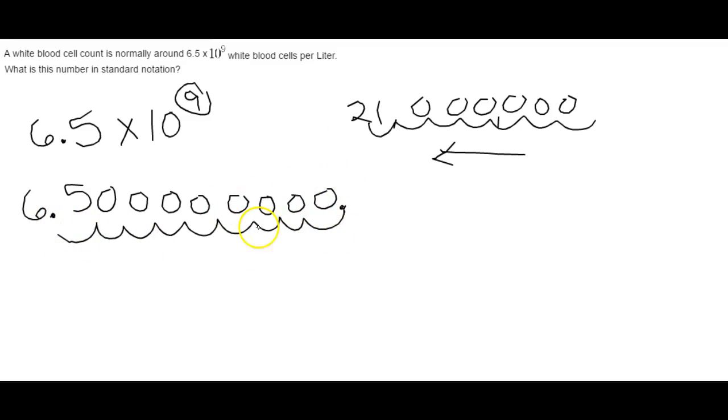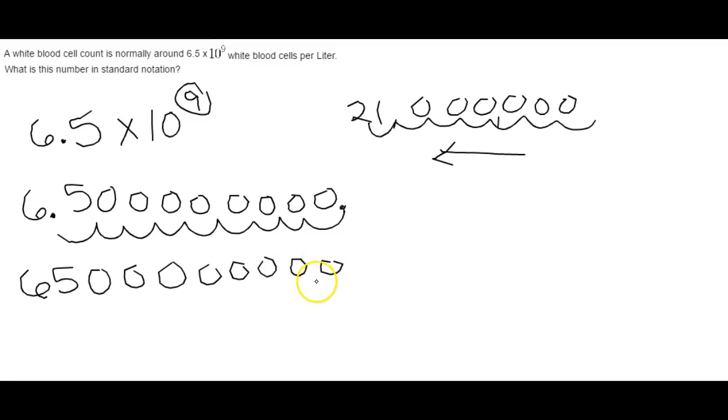So since we counted over, that decimal is actually moving, so we don't have a decimal there anymore. It's 6, 5, 0, 0, 0, 0, 0, 0, 2 more, 0, 0. We can put in our commas. Every 3, we put a comma. So this would be 6,500,000,000.